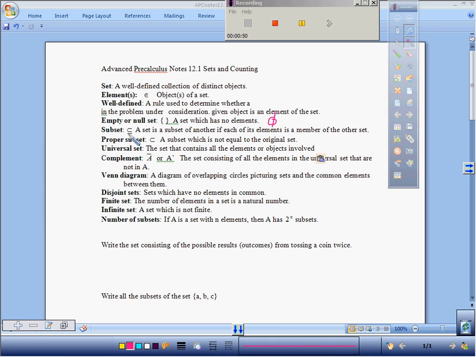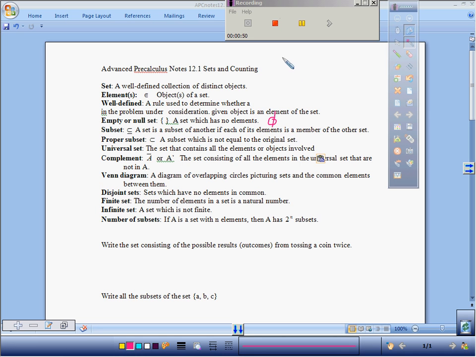This symbol means a subset of another set. This little symbol means a proper subset, which means that the subset is actually smaller than the original set, because every set can be a subset of itself, with every element in the set, but a proper subset is one that is actually smaller than the original set.